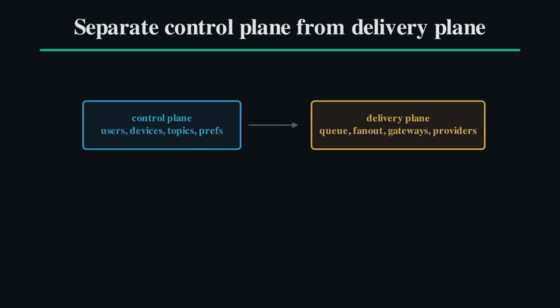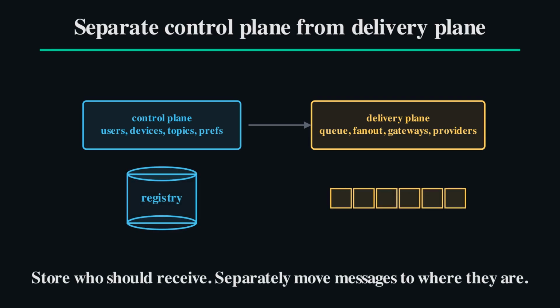A clean design separates two planes. The control plane stores users, devices, subscriptions, topics, permissions, and preferences. The delivery plane moves messages. It accepts an event, queues it, expands recipients, routes to connection gateways or external providers, and records delivery state. Mixing those two planes is how small notification systems become fragile. Keeping them separate also lets you scale them differently. Subscription rights are database-heavy, while delivery is queue-heavy and network-heavy.